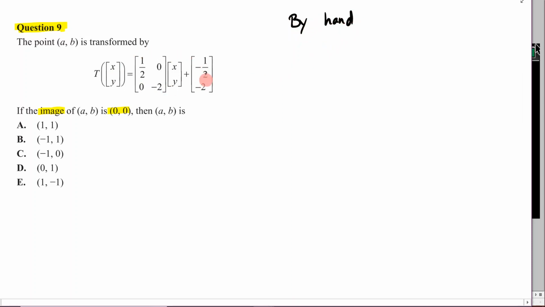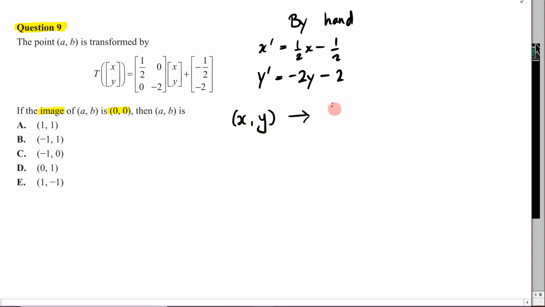We're going to start off by writing down what this tells us. This tells us right here that x dash is going to be equal to a half x minus a half, and my y dash is going to be negative 2y minus 2. Now we know what we're doing is we're starting with a point xy, we're then transforming it and arriving at a new point x dash y dash. This right here is called my pre-image, and the pre-image becomes the image.